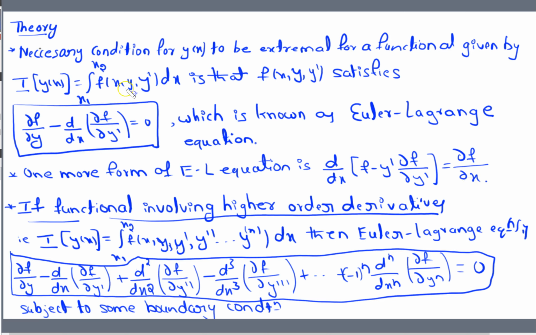Suppose this functional involves higher derivatives. If the functional involving higher derivatives is of the form integration from x1 to x2 of f of x, y, y dash, y double dash and so on up to the nth derivative, dx, then Euler-Lagrange's equation is given by dou f by dou y minus d by dx of dou f by dou y dash plus d square by dx square of dou f by dou y double dash and so on is equal to 0, subject to some boundary conditions. Now look at that example once again.